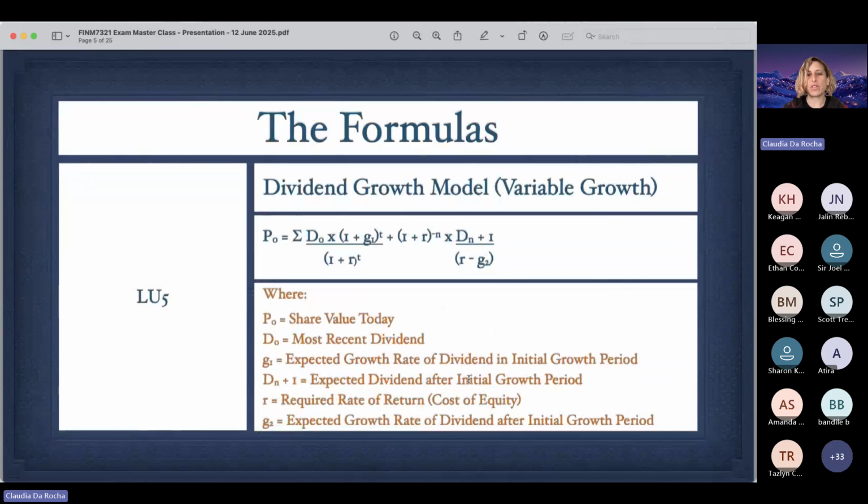Okay. Then we have the dividend growth model, like I said, for variable growth. The formula is a bit more complicated because we are now trying to determine what our dividend is going to be for a specific growth period. And then we have a terminal value, or a dividend in the last year, that then grows indefinitely. So we have the R, which is the required rate of return, still the cost of equity, and then we have G for the growth.